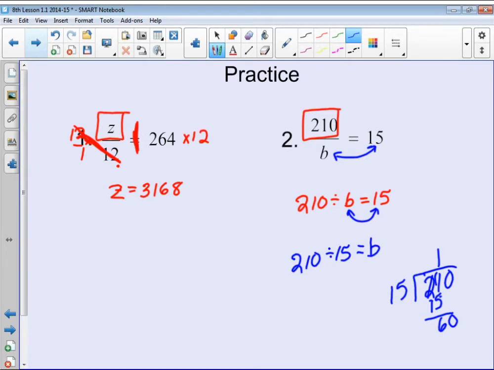I'm pretty good with time. So when I think of a clock, 15, then 30, then another one's 45, then another one's 60. That's 4 times. So now 4 times 15 gives me 60. I'm done. So we should have gotten 14 for this one. So B equals 14.